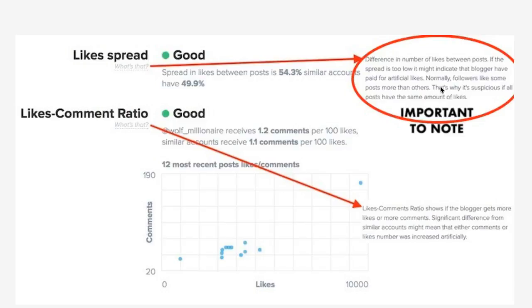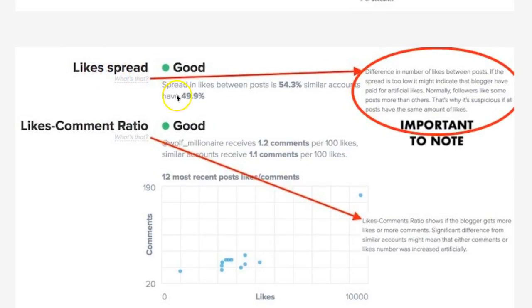If you find an Instagram account that's getting the same amount of likes over and over and over, like we're talking either 5,000 likes a post or 20,000 or 18,000, and it's very close and very similar every single post, day after day, week after week, then that's telling us the like spread is too low. In my case, it says the spread in likes between posts is 54%.